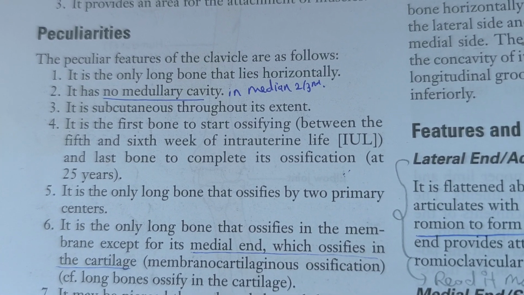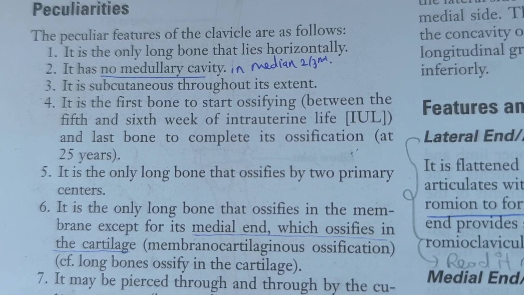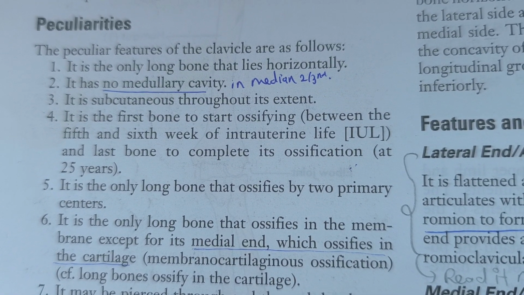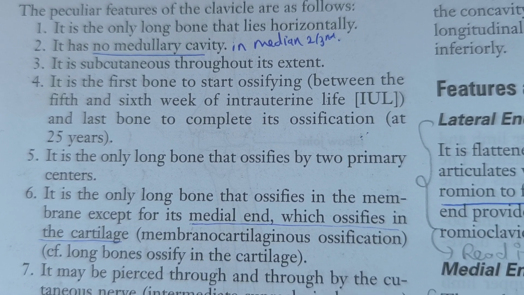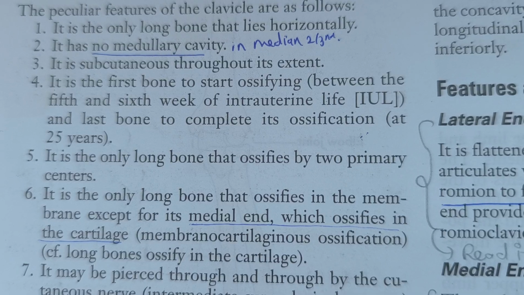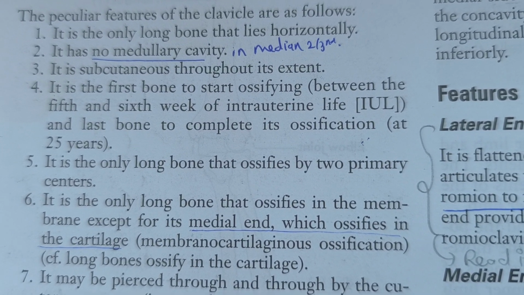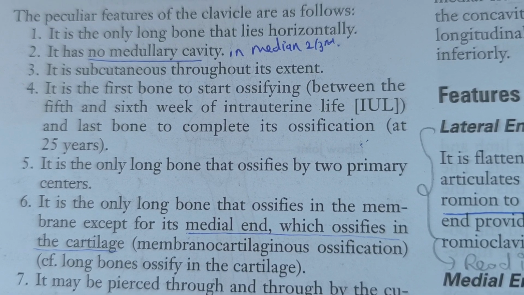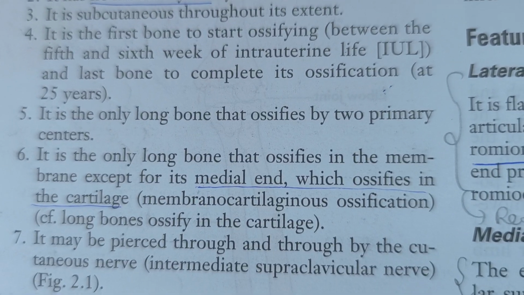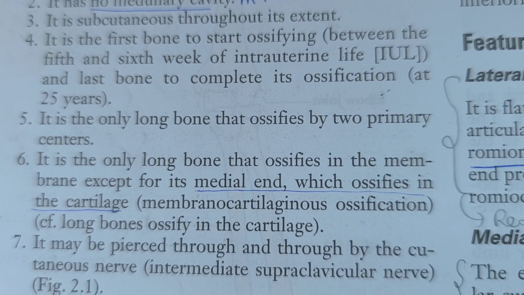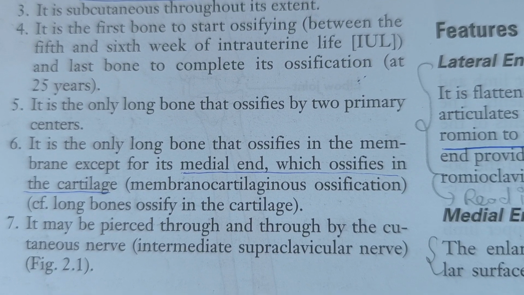Peculiarities. Read it and listen to it very carefully because in viva this is often asked. The peculiar features of the clavicle are as follows. First, it is the only long bone which lies horizontally. It is modified in the new textbook. Second, it has no medullary cavity in its medial two-thirds. The lateral one-third has a medullary cavity. Third, it is subcutaneous throughout its extent.